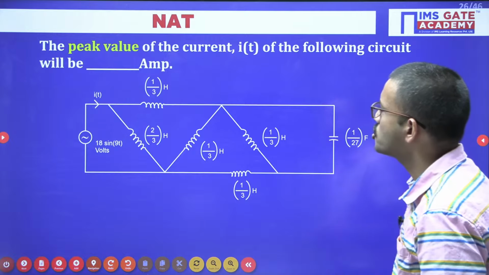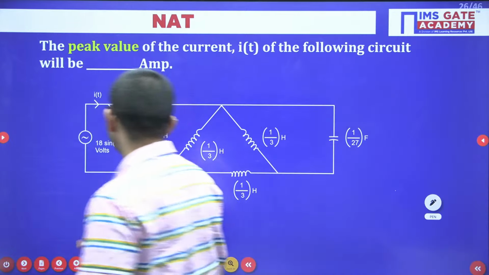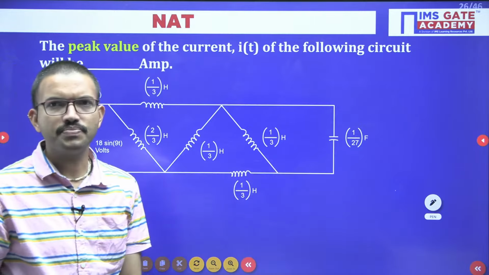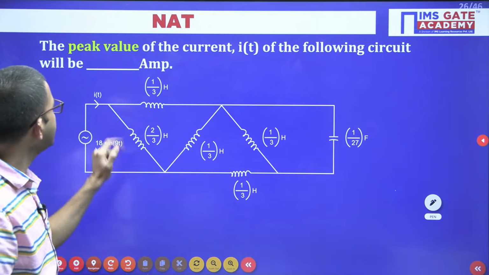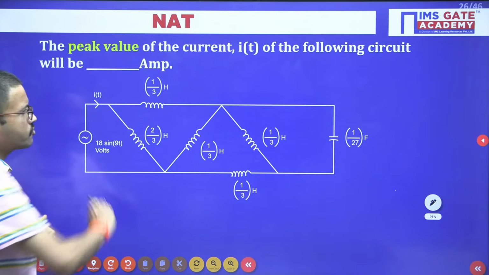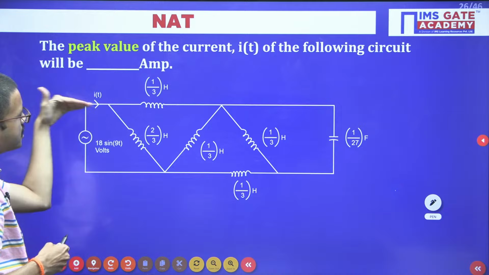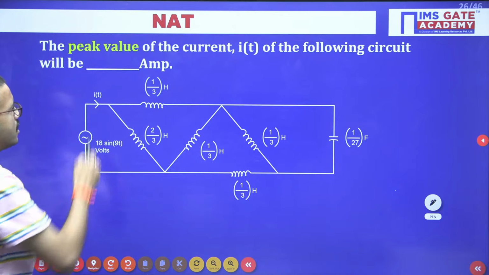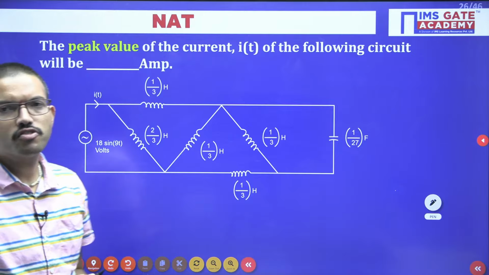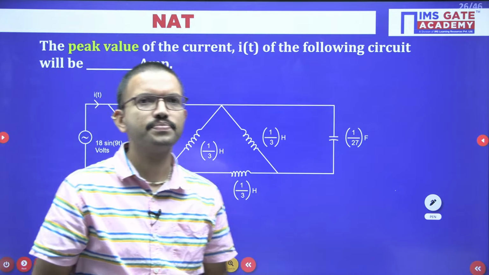This is a very interesting question. In this particular circuit, you're having an AC source, you're having inductors, and you're having a capacitor, right? In this question, you're supposed to calculate the peak value of the current. In this overall circuit, in this particular branch, I have kept the current I of t. Regarding that current, you have to find the peak value. All of you give it a try.